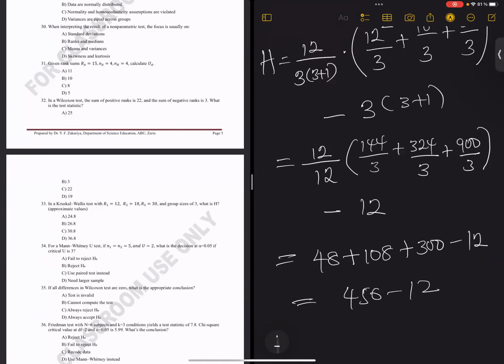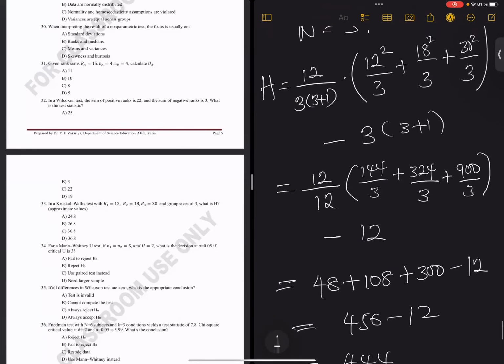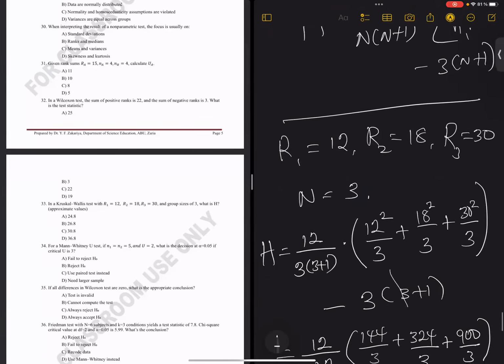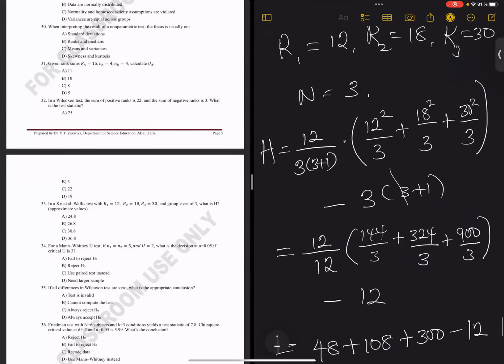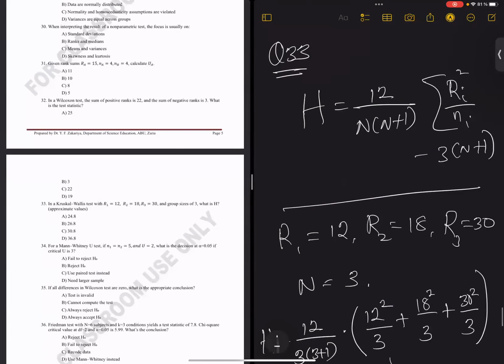Are we sure? It's like something is missing, maybe in the formula. So 456 minus 12 gives 444. Please confirm the formula. Maybe something is missing when I was writing the formula. I don't think the answer should be as high as this; it's too high for this statistic, but you can confirm. The formula I wrote is 12 over n into n plus 1.